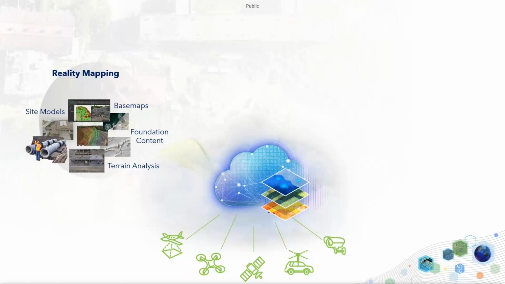Up first, reality mapping. So we can use reality imagery to perform reality mapping to create accurate site models, base maps, and other foundational content. And to show us some of this in action, I'll hand over to Mark. So Mark, over to you.